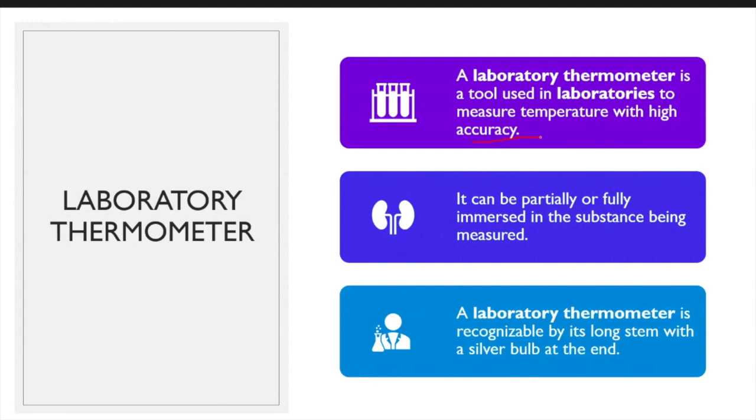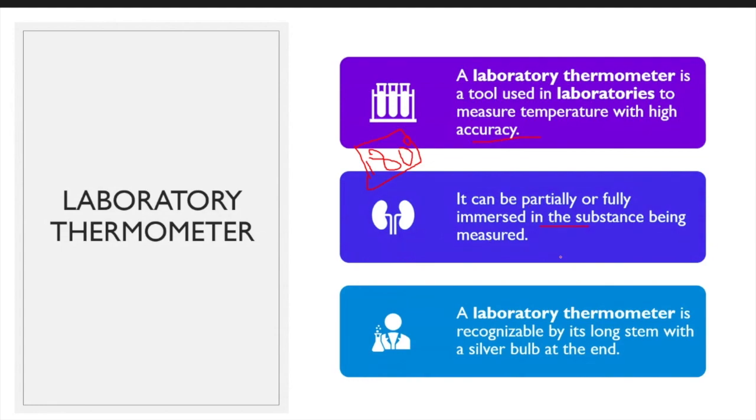Basically, its applications are beyond the human body. Other than the human body, we can measure temperatures of various places, such as at your home, you might be having a microwave. When you bake something in it, it shows some temperature, 180 degrees centigrade or 210 degrees centigrade. The temperature which is showing is actually measured with the help of a laboratory thermometer, but those are different kinds of laboratory thermometers.